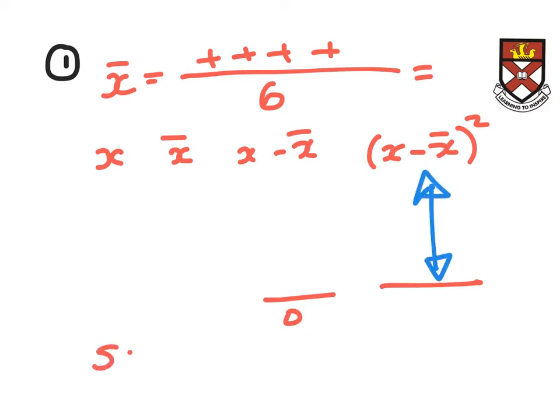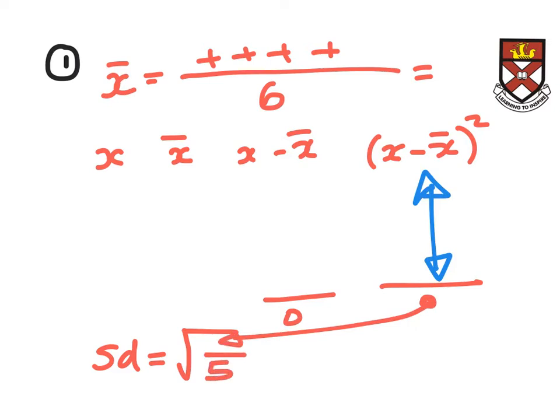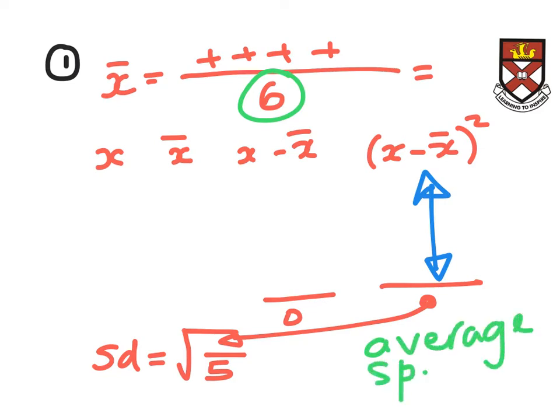And remember, the standard deviation is the square root of this number here divided by 5. Why 5? Because it's 1 less than the numbers that you've got. For part B you need to do your explanations, so you need to mention average, and you need to mention how spread out or how consistent your data is.